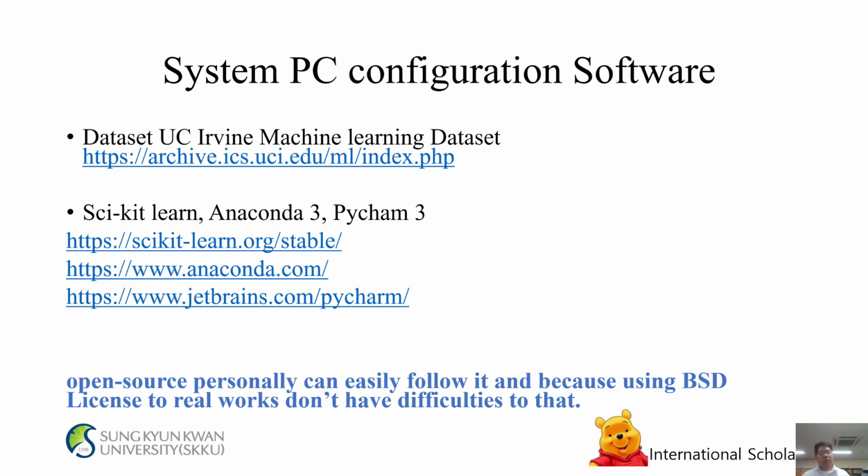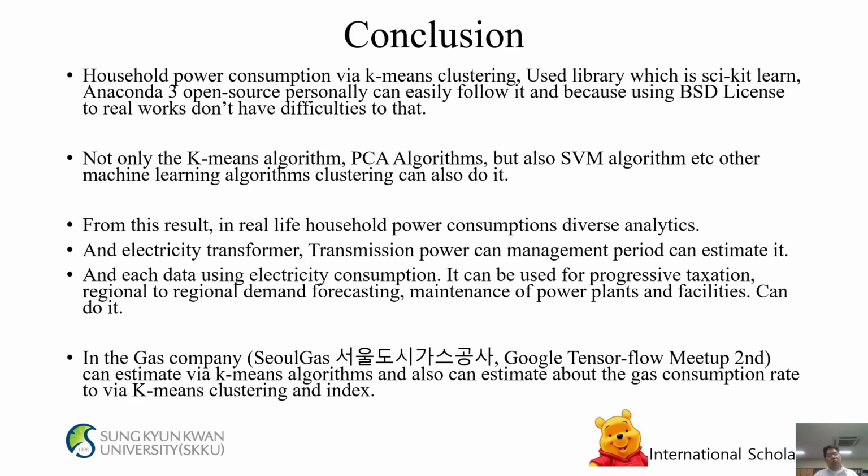Open source, personally, can easily be followed, and because it uses the BSD license, there are no difficulties in real world use. Scikit-learn has a larger version, but from Anaconda 3 it is easy to install the latest version of scikit-learn. PyCharm is from the JetBrains software; put in the email address and download the academic version of PyCharm. If you do not use the genuine version, you cannot see the clear result like this experiment.